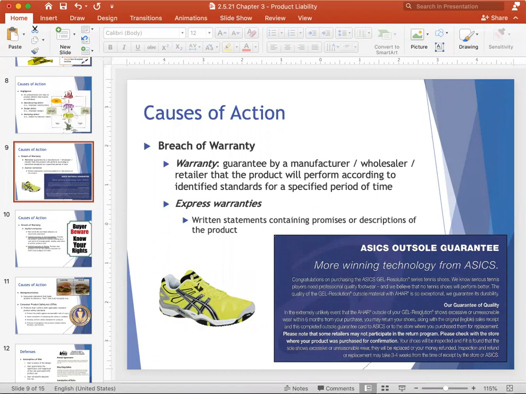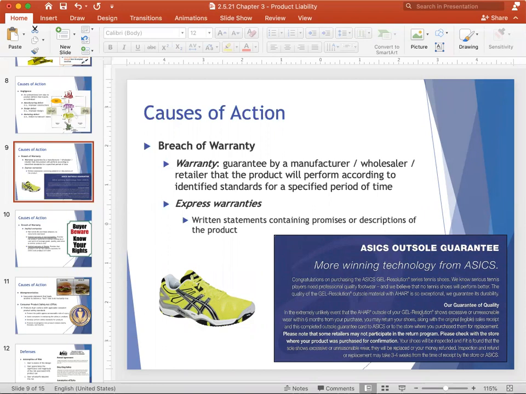Now, in a breach of warranty case, the plaintiff must establish that there is actually an express warranty, so a statement that has been made, that statement has been relied upon by the buyer in their purchasing decision, and the product didn't conform to that warranty, right? It didn't perform according to the standards specified for the specific period of time. And because of that breach of warranty, the plaintiff experienced some type of injury. Now, it doesn't have to be a physical injury, it could be an economic injury.